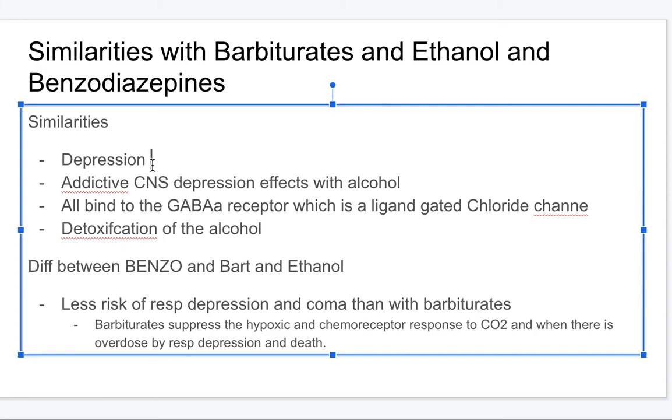But these similarities, like I was saying, the first similarity is depression. It can be addictive, and it can lead to detox of alcohol. Why? Because they all can bind to the GABA receptor, and that can cause ligand-gated chloride channel opening. Detoxification means that you want to remove alcohol, but you still want to get the CNS effects of alcohol. So benzodiazepines can bind, and that can lead to detoxification. When you bind to your receptors, you're satisfied, and you don't want more alcohol in your system, so you can detox. That's a really good thing.